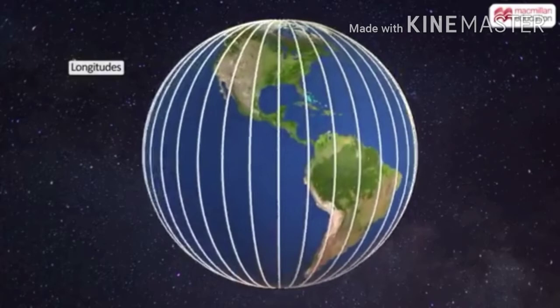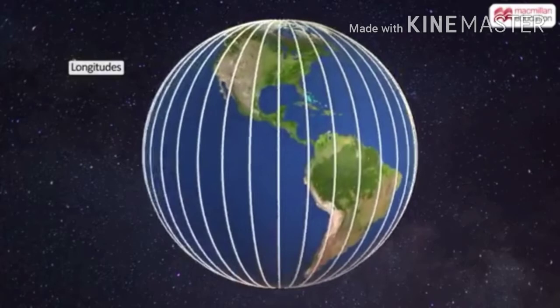They are the furthest from each other at the equator due to the bulk of the earth. They are closer to each other as they get near the poles.